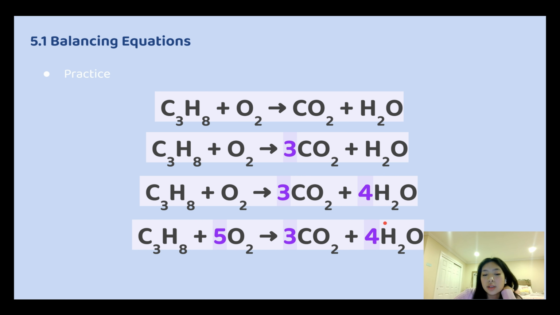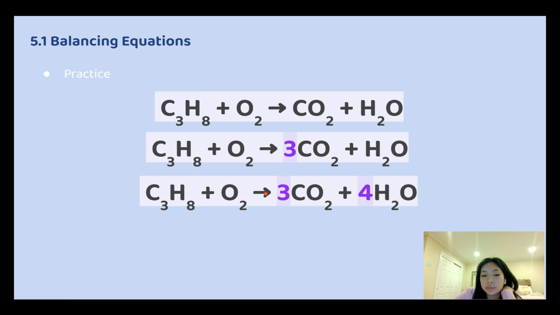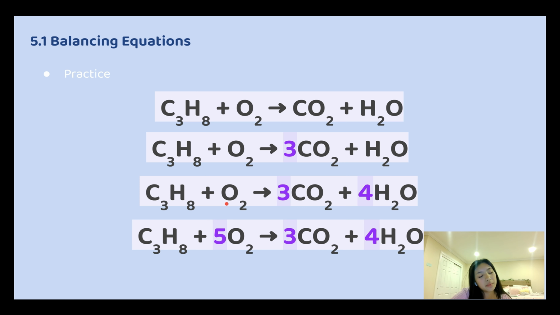So now to balance this, I'm going to look at the oxygen. On the product side, there's 6 oxygen, because remember this 3 also transfers over and distributes to the oxygen. So this is 6 plus 4. So that's 10. So 10 divided by 2 is going to give you 5. So that means we need to put a coefficient of 5 on the reactant side.